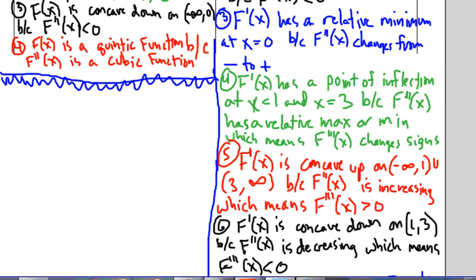Okay, number 6, so the first derivative is concave down on the interval from 1 to 3. Why? Because the second derivative is decreasing. And they didn't ask us about the third derivative, but I'm just trying to make that connection. I could do this forever and ever, between one derivative away, two derivatives away. So since the third derivative will be negative, it means the first derivative is concave down.